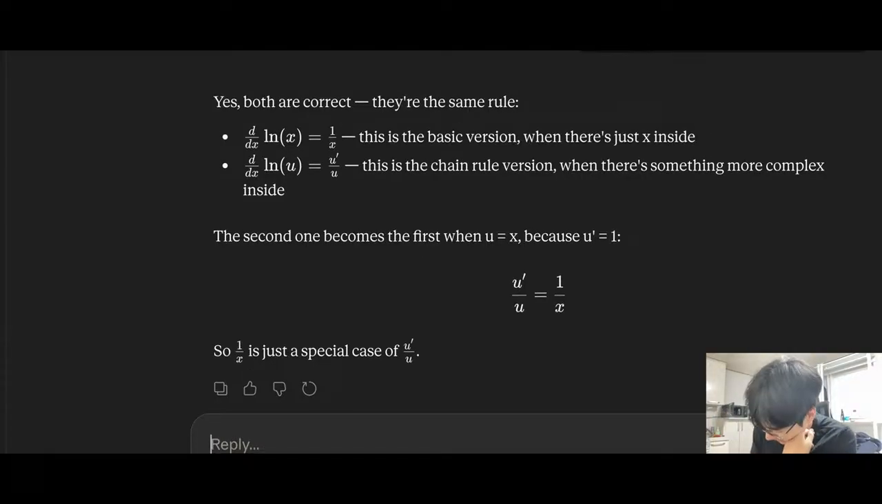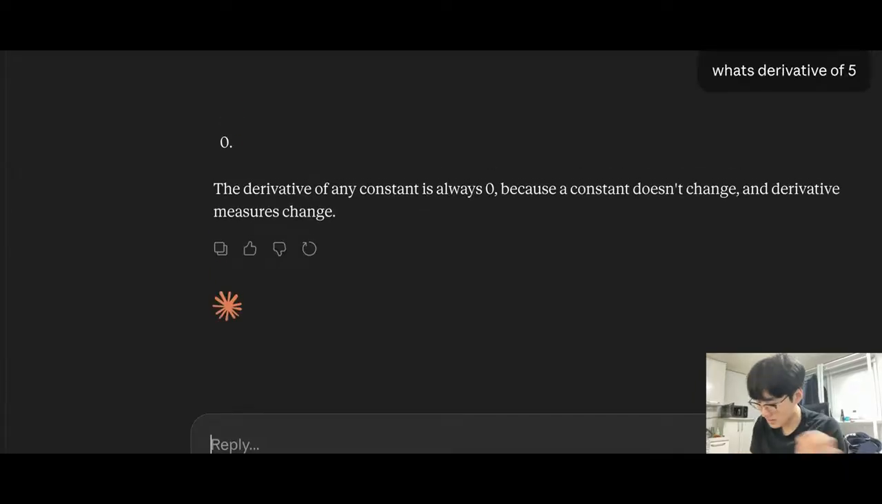So let's say you have ln 5. One way to solve it is to ask what's the derivative of 5? Okay, constant number. So the derivative is 0. So you have 0 over 5, which is 0.